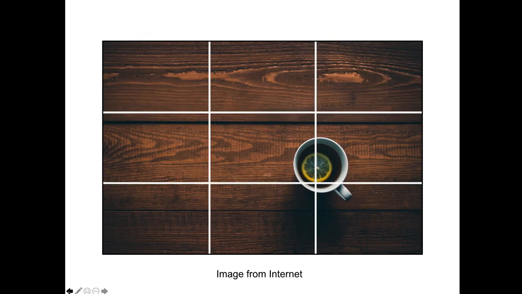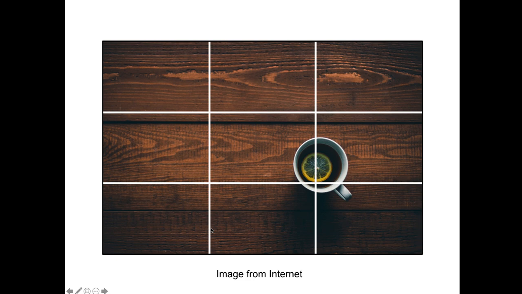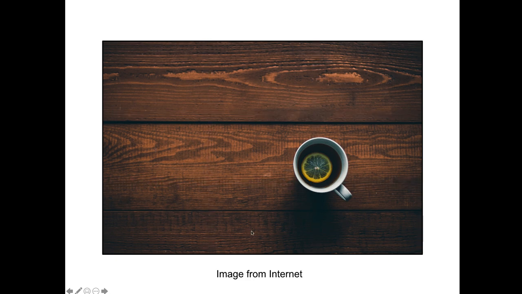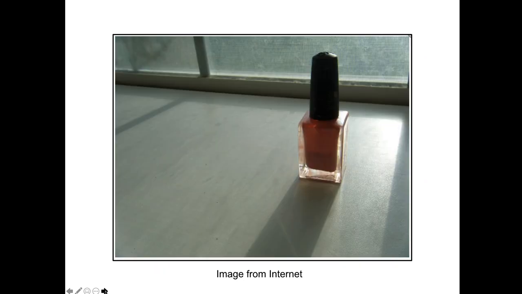Okay, so this image I got from the internet, and as you can see, the rule of thirds, where those lines cross. And again, it's popped up again with those white lines, clicking on and off there. Where those lines cross, you can see that's where the cup is, that's where the point of interest is, that's where the subject matter is.